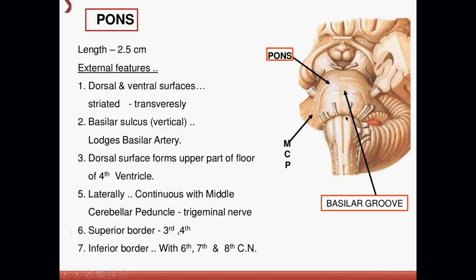So external features, it is 2.5 centimeters long. It has a ventral surface and the dorsal surface. In the center of the Pons there is a groove. It is known as the basilar groove. And on the anterior surface or ventral surface, on the lateral part there is the attachment of the trigeminal nerve. The trigeminal nerve has a medial motor root and a lateral large sensory root. And just lateral to the trigeminal nerve starts the middle cerebellar peduncle.